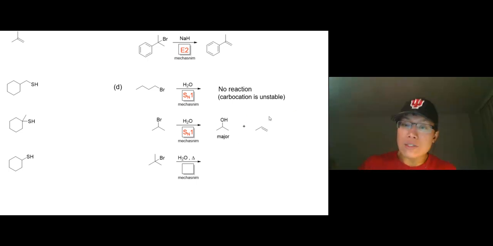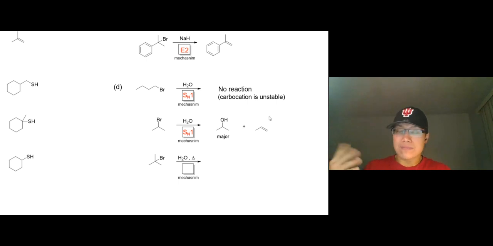Don't worry about the quiz or the exam, I won't ask you this. If I want to ask you this, it's going to be the tertiary right here. Tertiary is totally stable enough to form a carbocation, and water is going to do either SN1 or E1. But what else do you see? You see the heat right here? Adding heat, elimination dominates. So this one is going to go elimination as a major product.